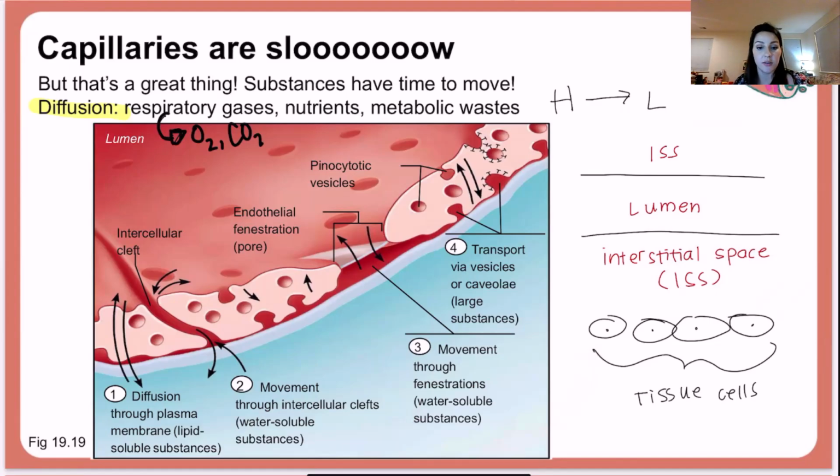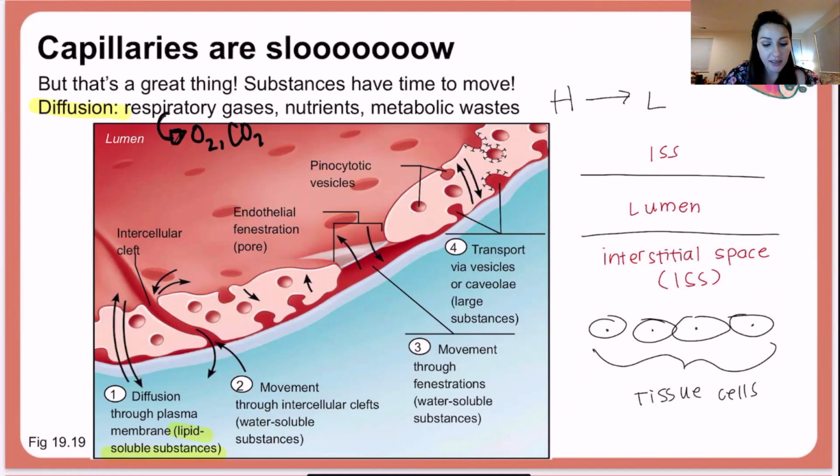And we can do this, your textbook says, by diffusion in 4 ways, and it depends on what kind of substance we are. So I'll highlight all of these as I'm talking about them. So option 1 is diffusion still. It's for lipid-soluble substances. Something that's fatty or soluble in fat is a lipid. So lipid-soluble substances, fat-soluble stuff, can just pass through that cell, because lipid-soluble things can also pass through the plasma membrane.